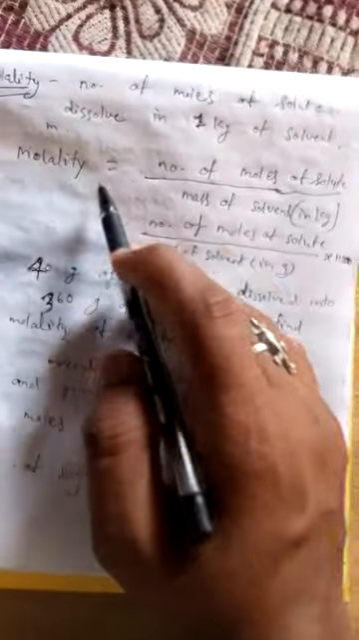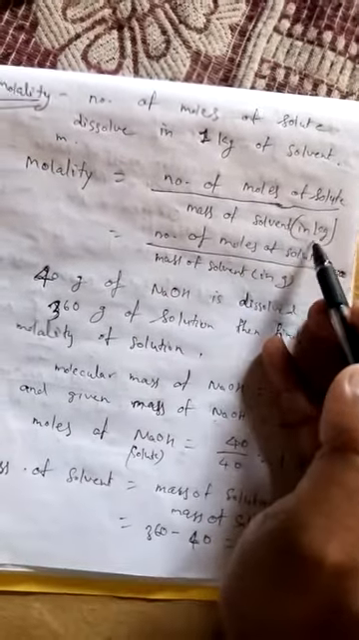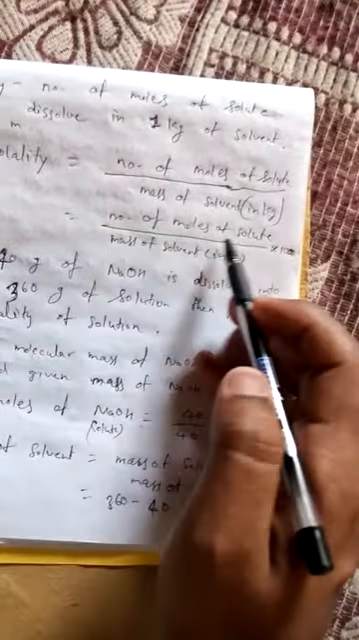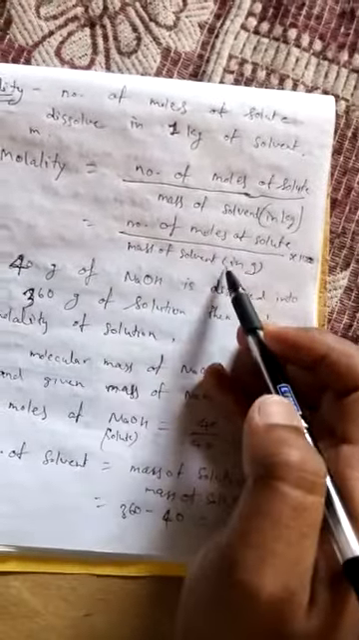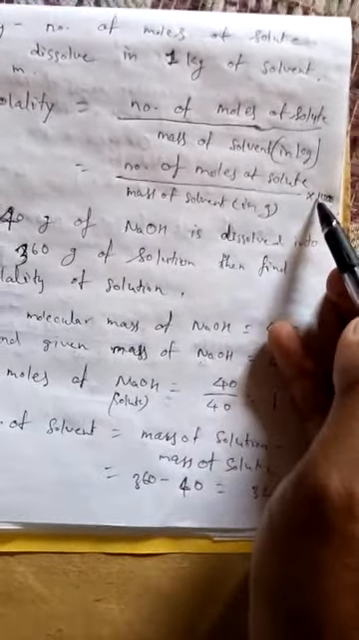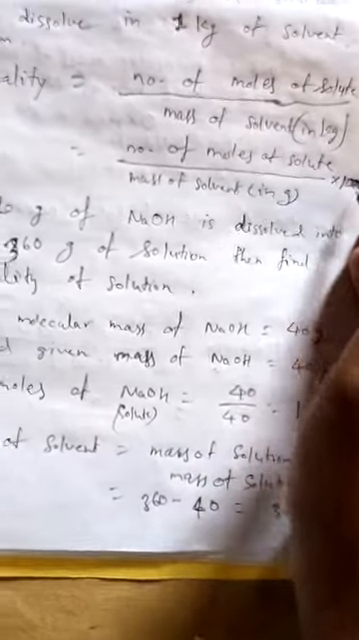So molality is equal to number of moles of solute upon mass of solvent in kg, is equal to number of moles of solute upon mass of solvent in gram into 1000. If we express mass of solvent in gram, then we will have to multiply by 1000 as previously.